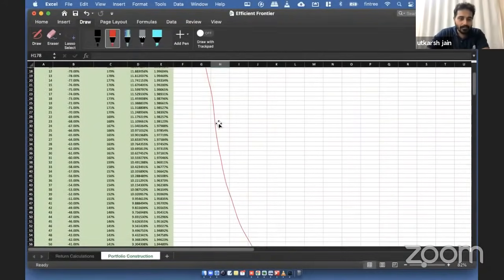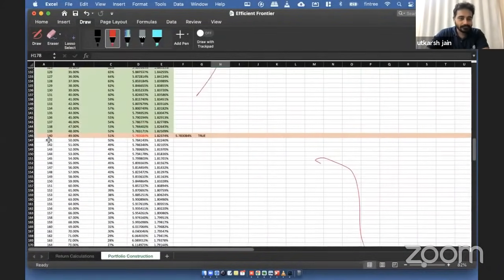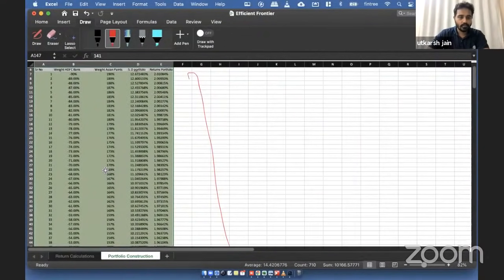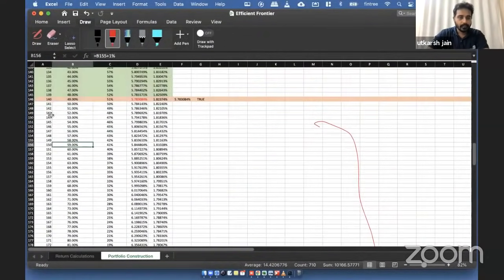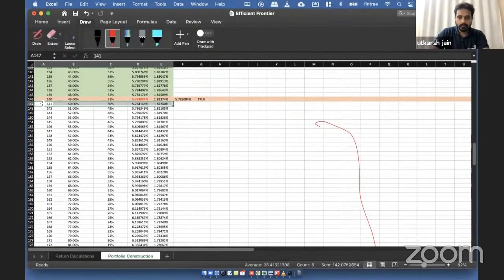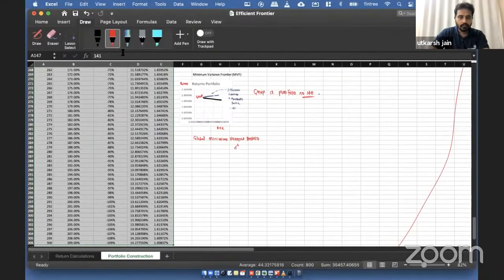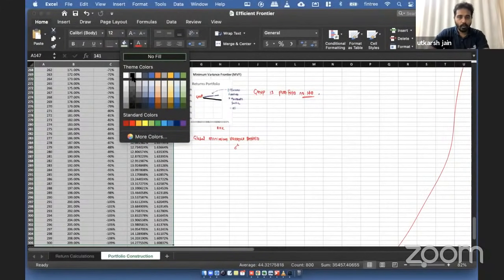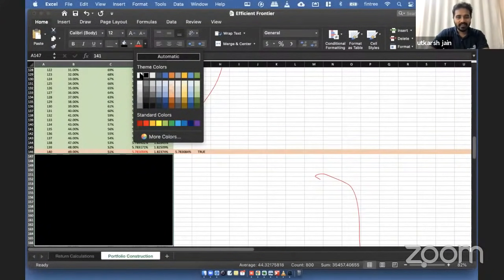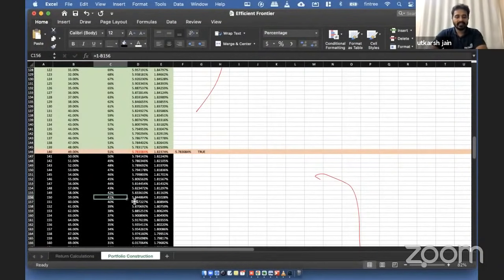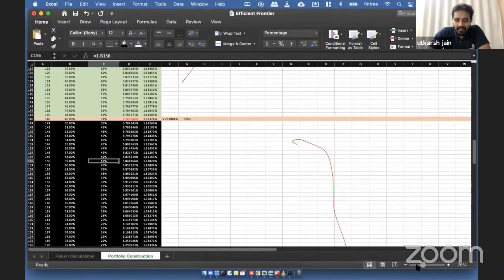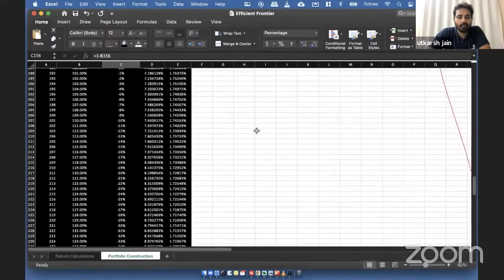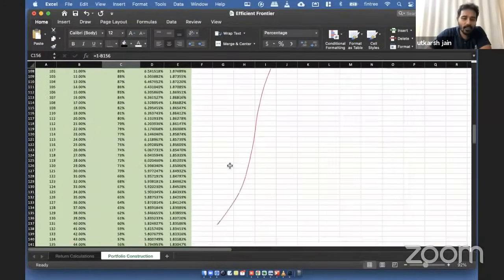So let's give them a, I don't know, what color should I give them? Let's give them a black. Let's say no to them. Okay, so let's give them a black color. All right. But obviously, if they give them a black, that's going to be a problem. So let's find a solution. Here we go. So these are your inefficient portfolios.